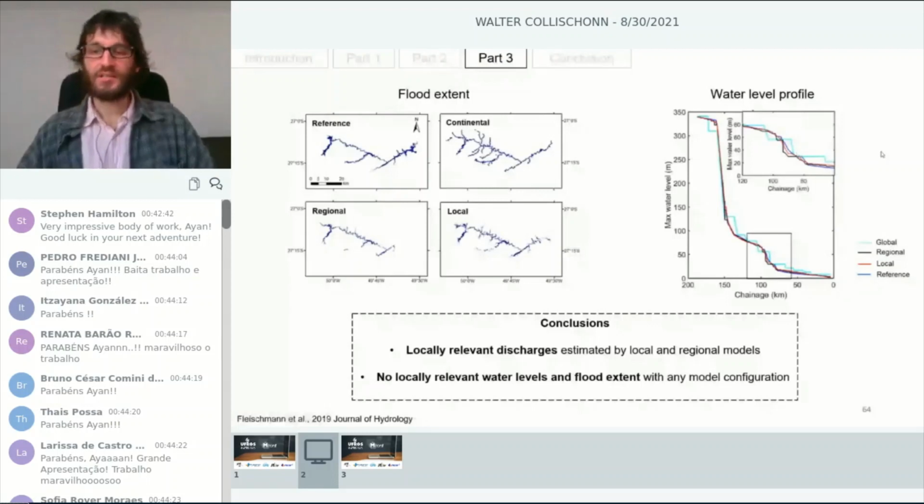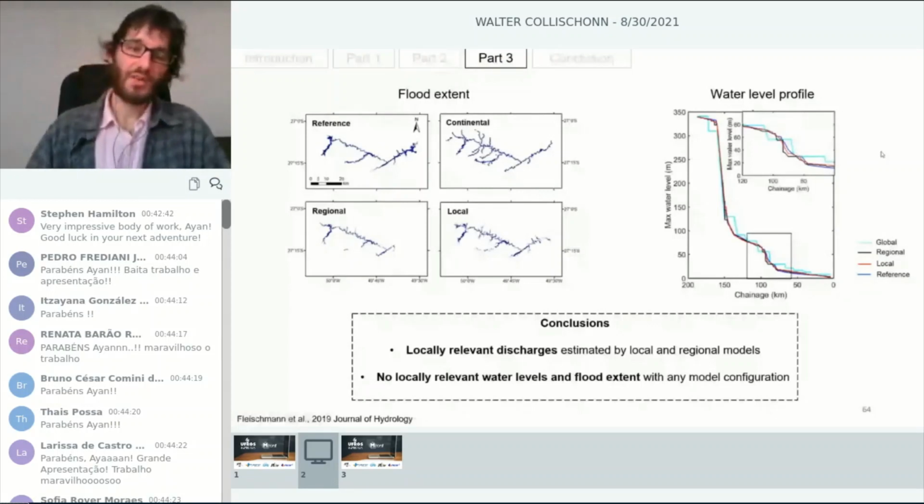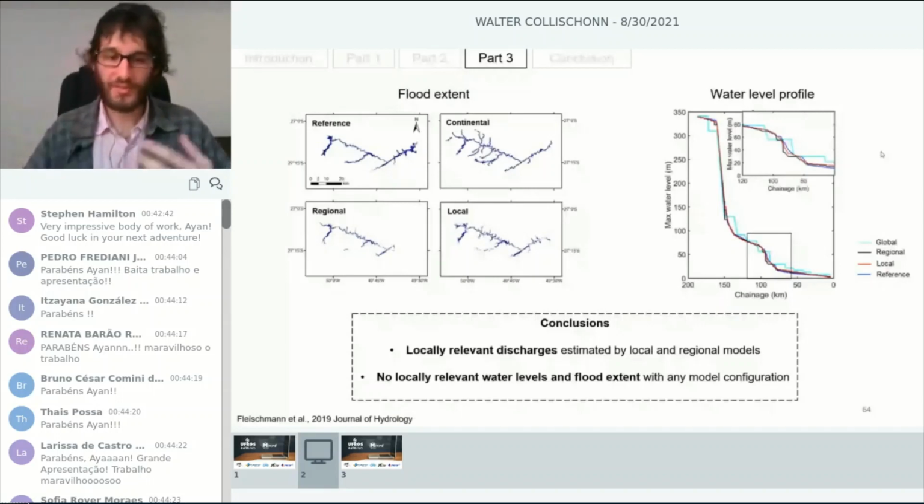And the question then was, we saw that the local model was closer to the reference, but could we assume it as locally relevant? And for that, we proposed some criteria. I won't go into details here for brevity, but we proposed these criteria based on performance metrics, such as Nash-Sutcliffe and root mean square error metrics.